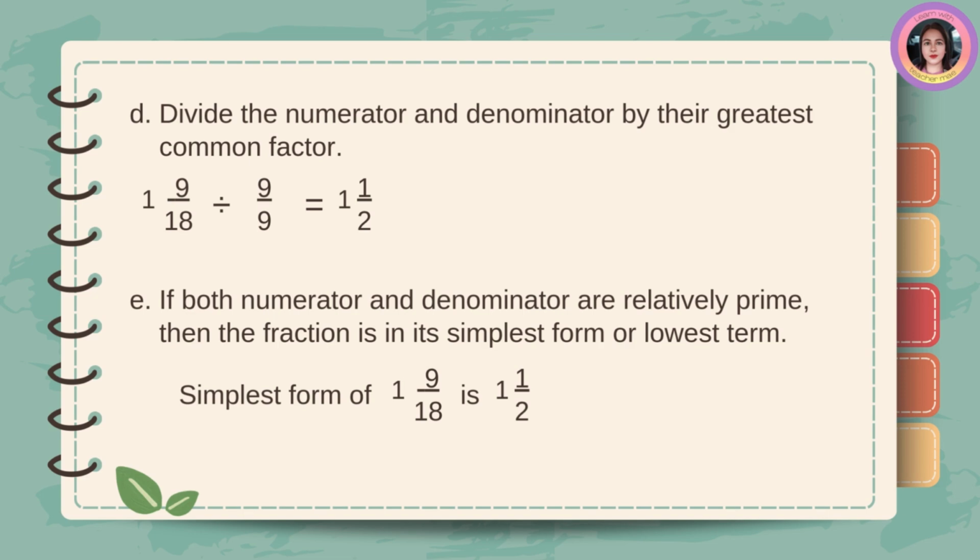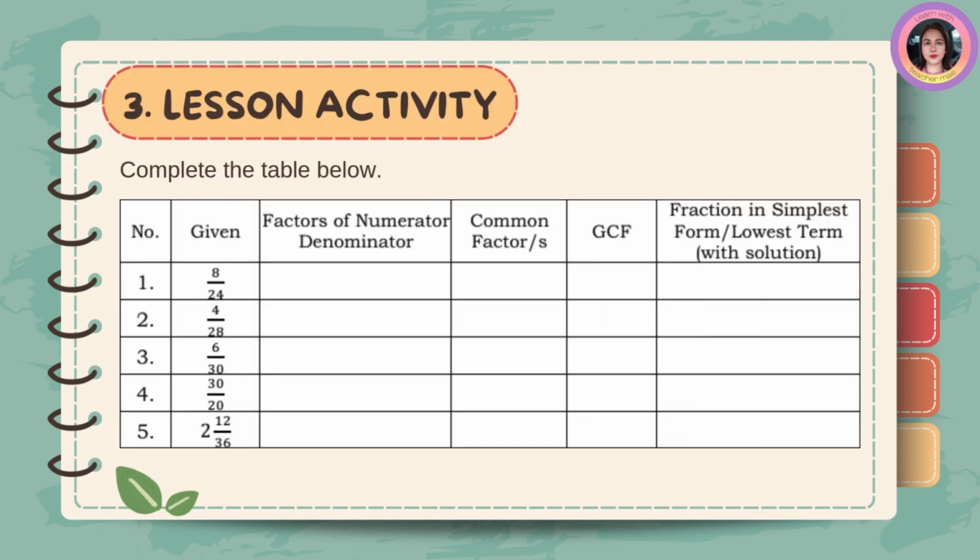If both numerator and denominator are relatively prime, then the fraction is in its simplest form or lowest term. The simplest form of 1 and 9/18 is 1 and 1/2. Now, let us answer this activity. Complete the table below.